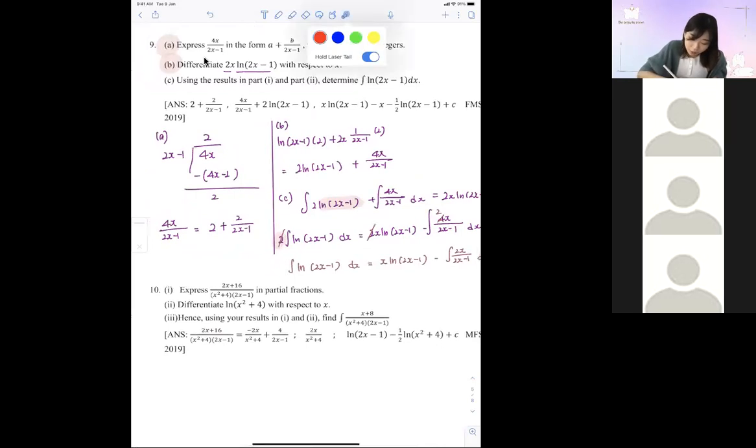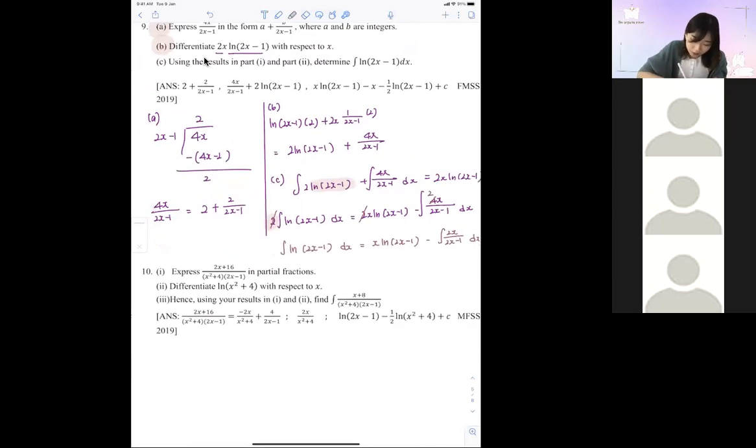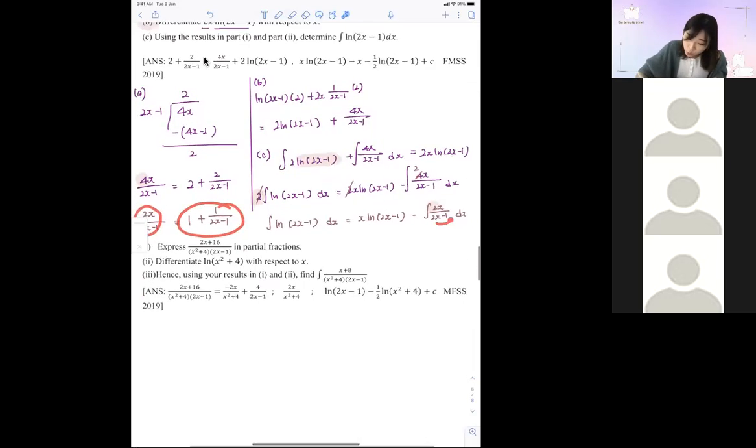Part A tells you that 4x over 2x minus 1 can be split into this, but you don't want 4x. You wanted 2x. So Dylan, what must I do? I don't want 4. I want times half. Everything times half. Okay, everything divide by 2 or times half. So I know that 2x over 2x minus 1 is equals to this. I will swap this away to become this one. Okay, I swap these two.